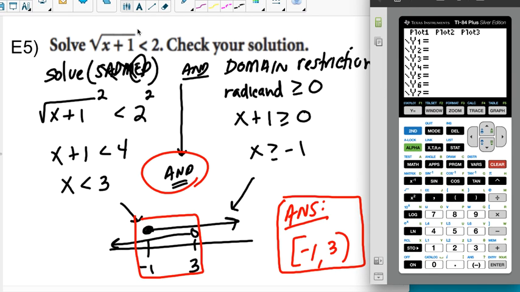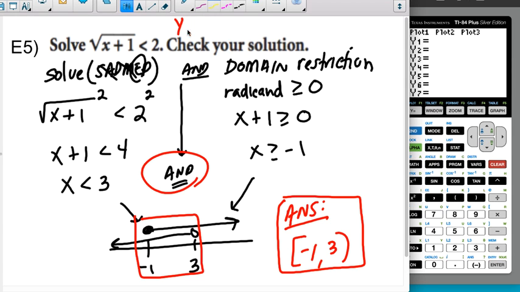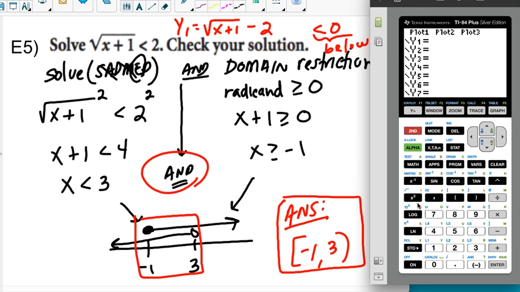And remember, when we check, what I would recommend that you do is put into your y1 the left-hand side minus the right-hand side. And since you're looking for when this thing is less than 0, it would be below the x-axis. So in our calculator, we're going to type in the square root of x plus 1, close the parentheses, minus a 2. And we're going to graph, and we're going to look with our eyes to see where this thing is physically below the x-axis. And sure enough, that's my window. And you can second calc 0 if it helps, but it's pretty clear that it's the 3 we were expecting.